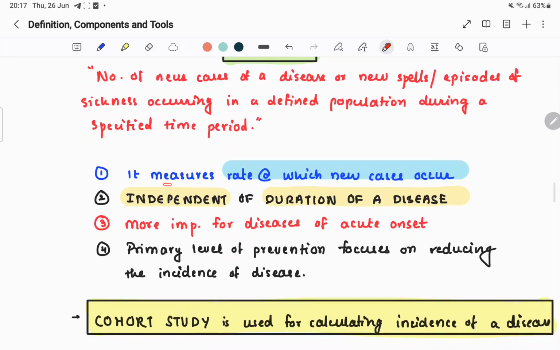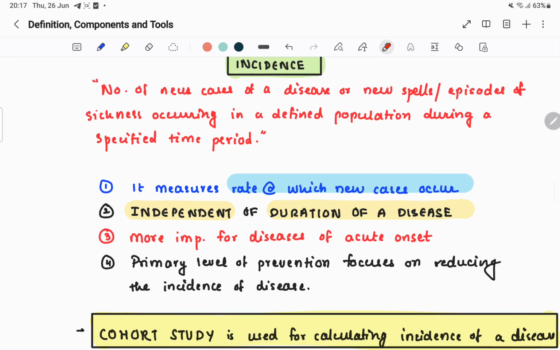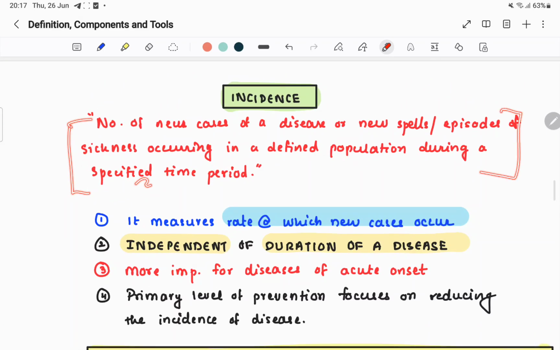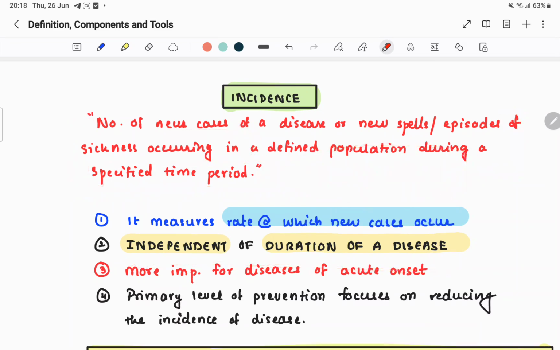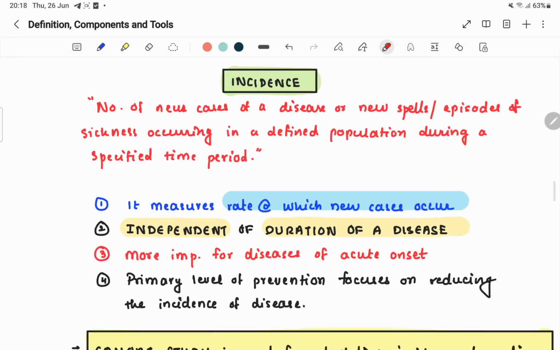Understood? It measures the rate at which new cases occur. It is independent of the duration of a disease. When you see, it is a number of new cases during a specified time period. But does it speak about the duration of disease? No. It doesn't talk about duration of disease. Disease can be of less duration or more duration. We're talking about how many new cases there are during a specific period.